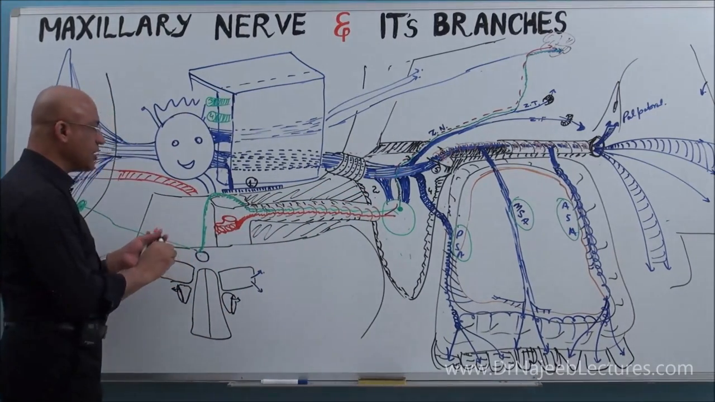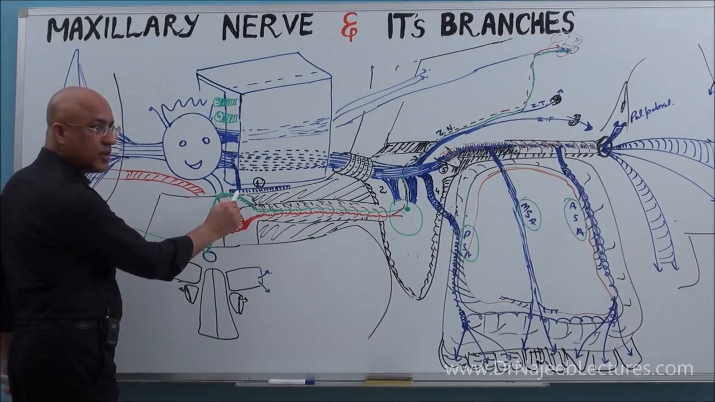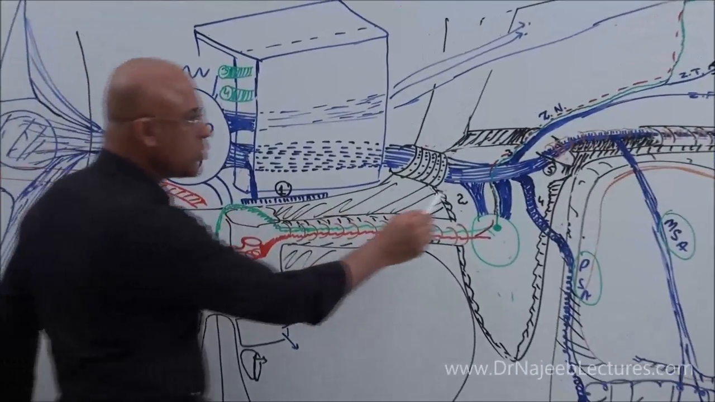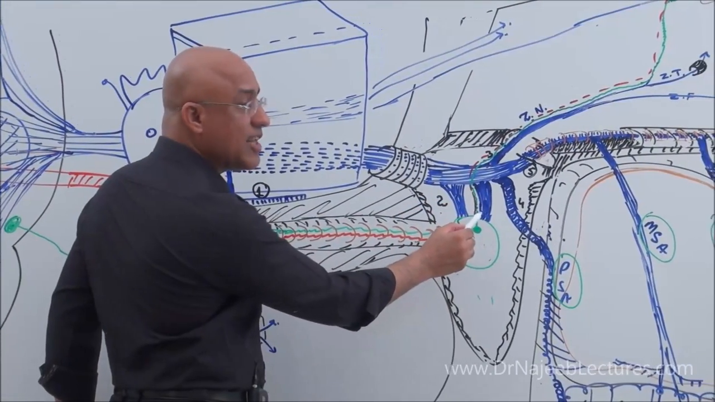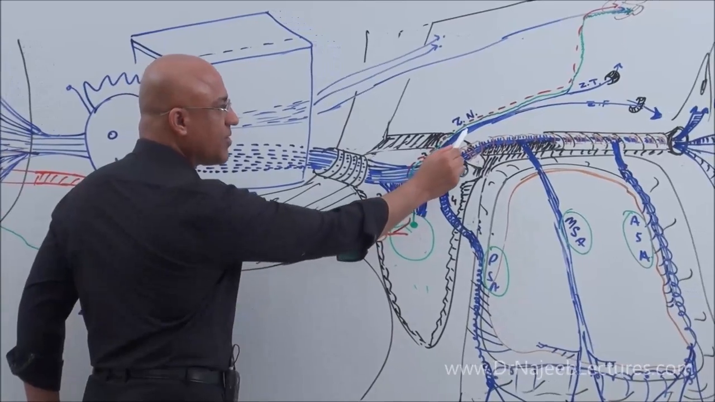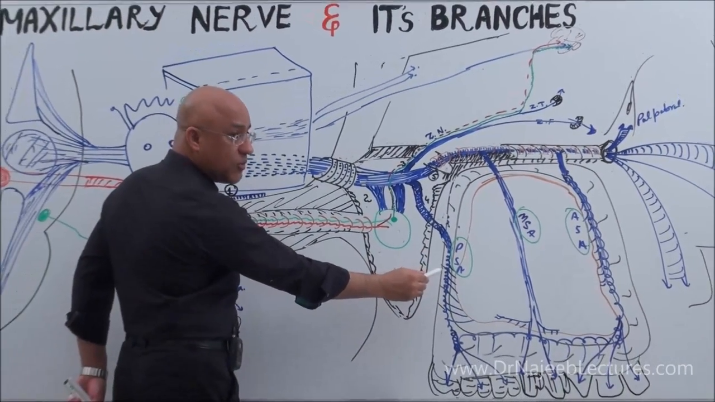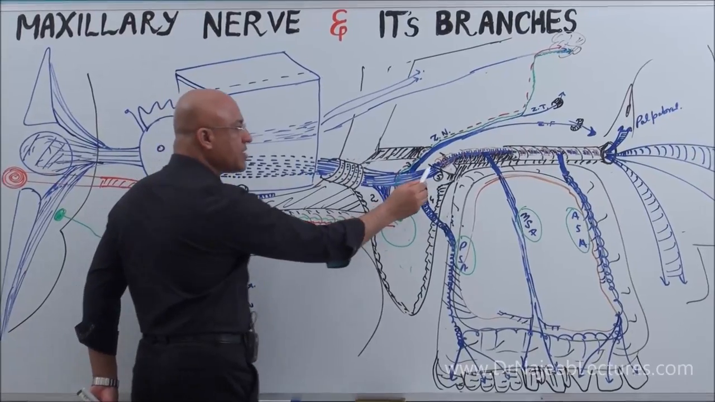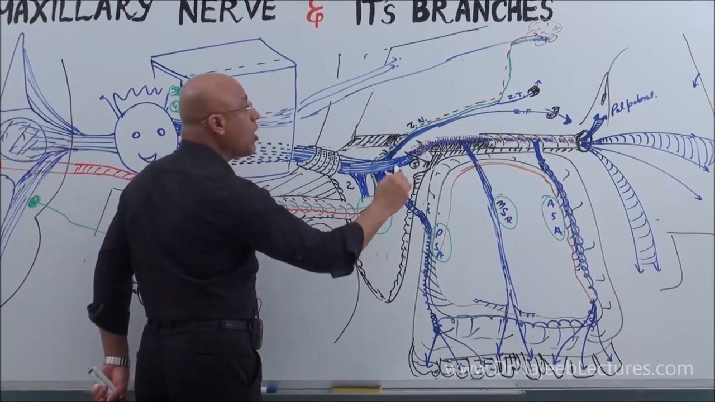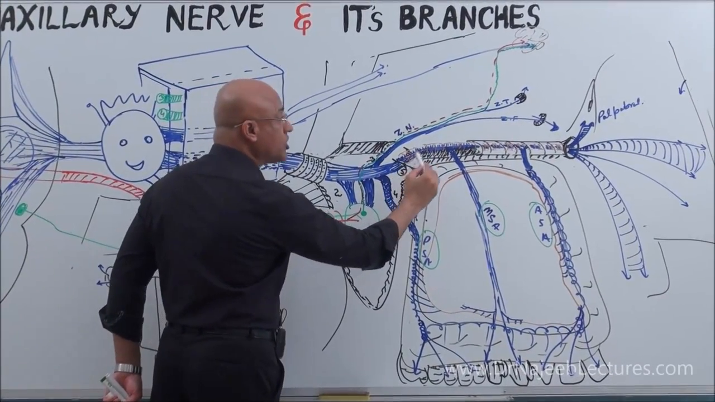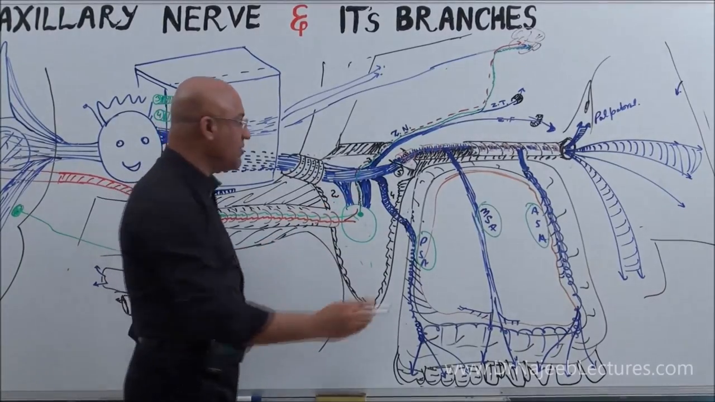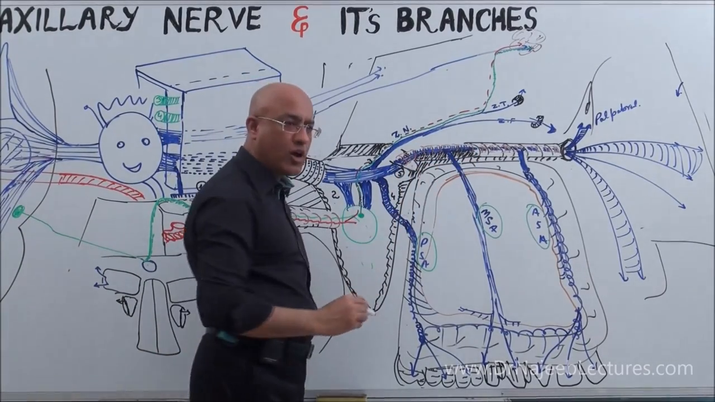Now direct branches. Number one, meningeal branch. Number two, ganglionic branches. Number three is zygomatic. Number four is posterior superior alveolar. Number five direct branch, which can be considered a continuation of the maxillary nerve, is the infraorbital branch.